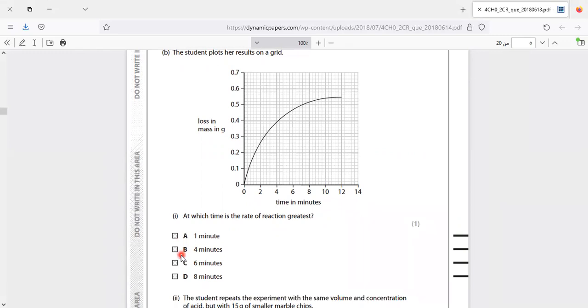At the beginning. It's exactly like your day. Your activity at the beginning of the day is very high, but at the end of the day, near Maghrib, for example, you are very tired, you cannot do anything, you just need to eat and sleep. It's exactly the same for the chemical reaction. The reaction is the greatest at the beginning. So at the 1 minute, the rate of the reaction is the highest. So here, cross in letter A.